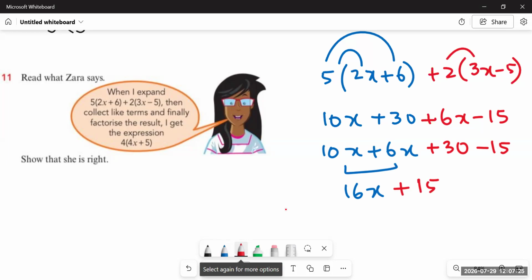Now, between 16 and 15, we have nothing in common, but, oh, wait, 5 2s are 10 plus 16, 5 6s are 30, and 2 5s are 10. Oh, wait. Here we made a mistake. It was 10 actually. So 30 minus 10 is 40, right? Now, between 16 and 40, we have 8. 2s are 16, 8 5s are 40, 8 is in common.